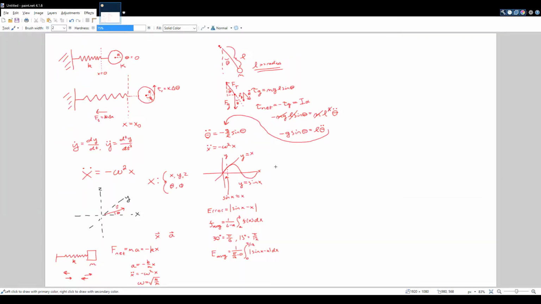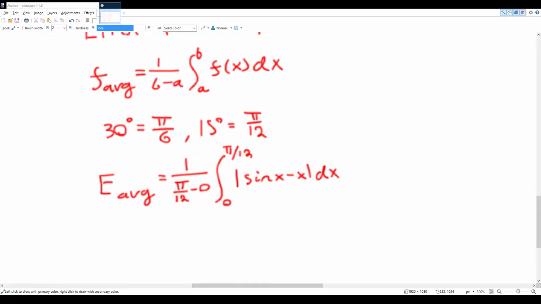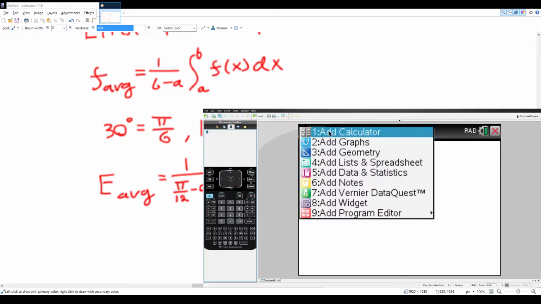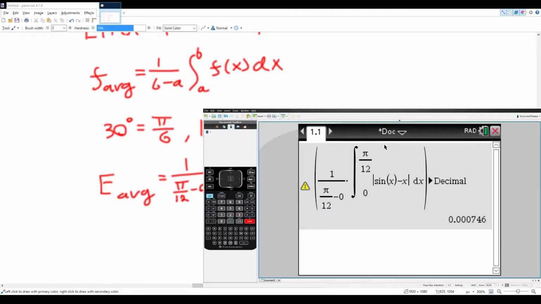I'm not going to waste my time doing that integral for you guys, because you really can't do that by hand. So we're going to use a nifty little thing called a calculator and calculate that 1 over pi over 12 minus 0 times the integral from 0 to pi over 12 of the absolute value of sine of x minus x, integrated with respect to x. We'll convert that value to a decimal. Gives us this result right here.